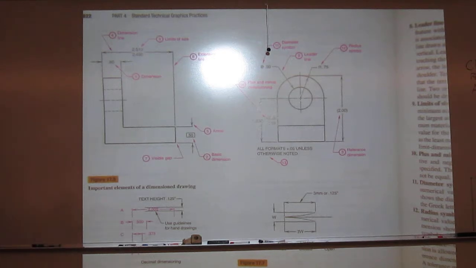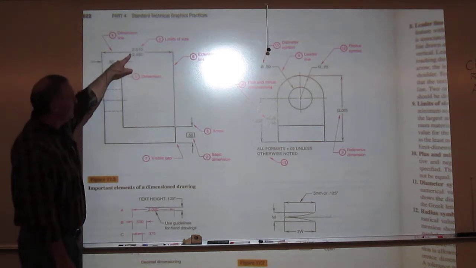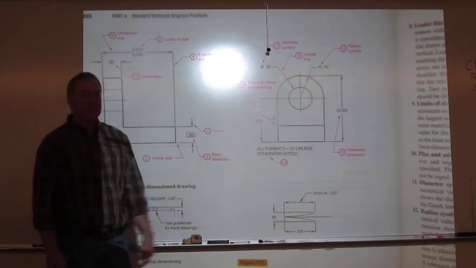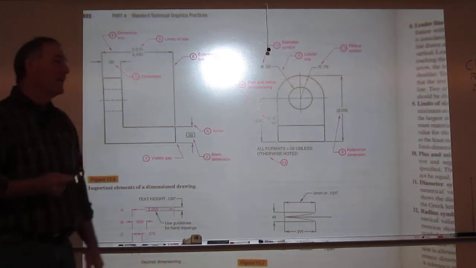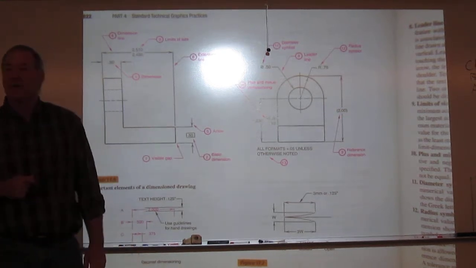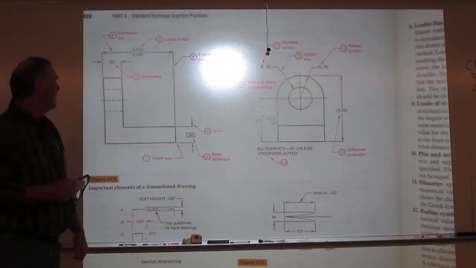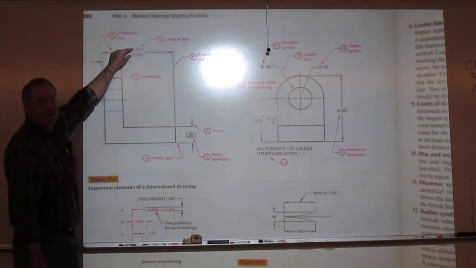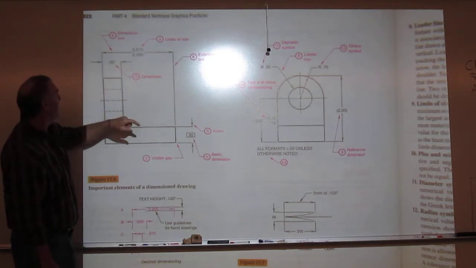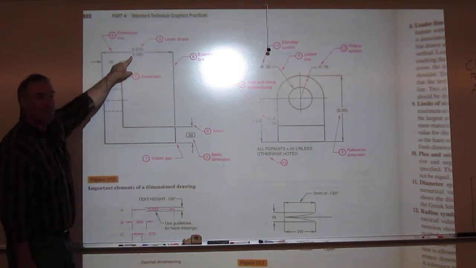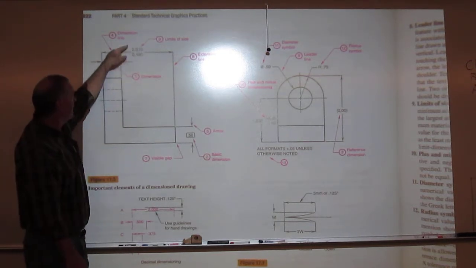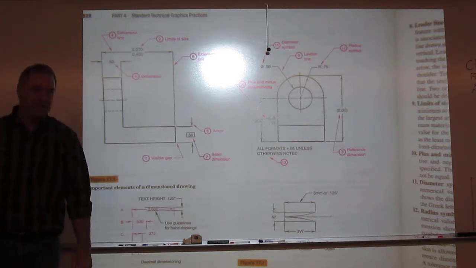Okay. 9. Actually, 9 and 10 are very similar. 9 is limits of size, 10 is plus and minus dimensioning. These are tolerancing techniques. Remember, tolerance is the amount of slop we'll allow them when they build the object. We can include that right in the dimension. So if we're using a limits of size, like up here on 9, this is a tolerancing technique. We're telling them that the width of this object right here can be a minimum of 2.490. It can be a maximum of 2.510.